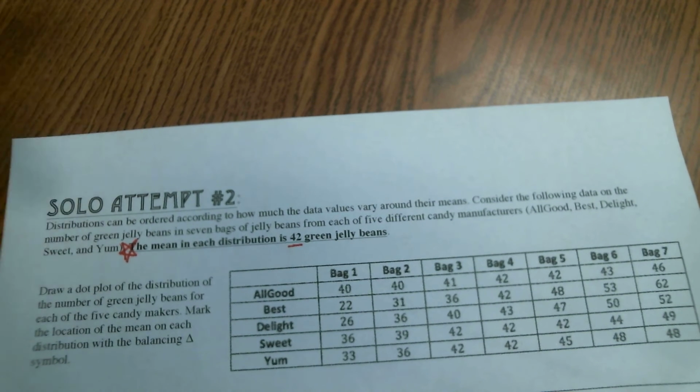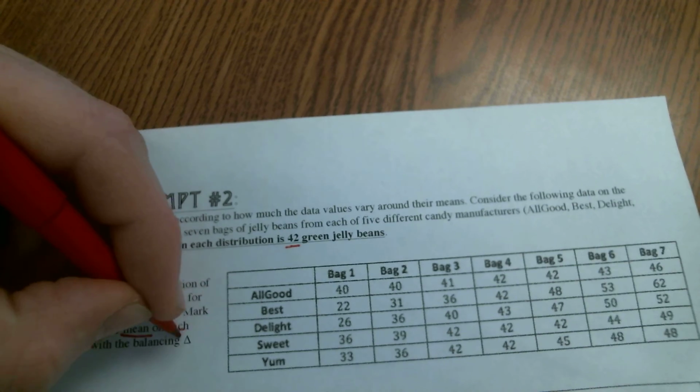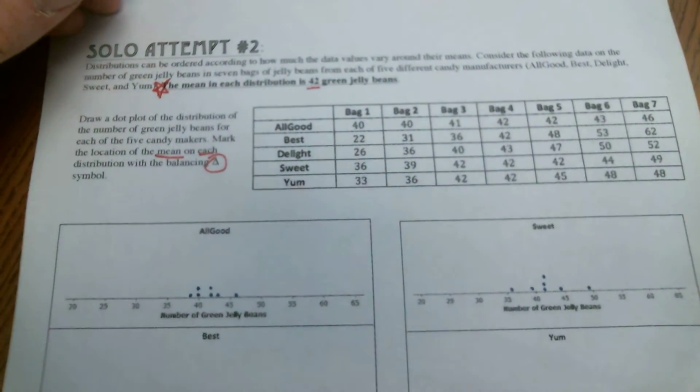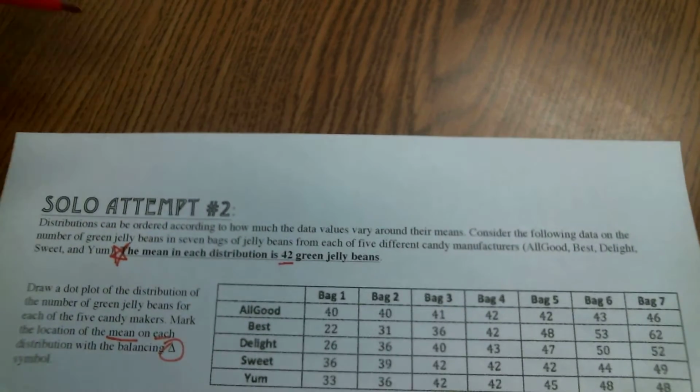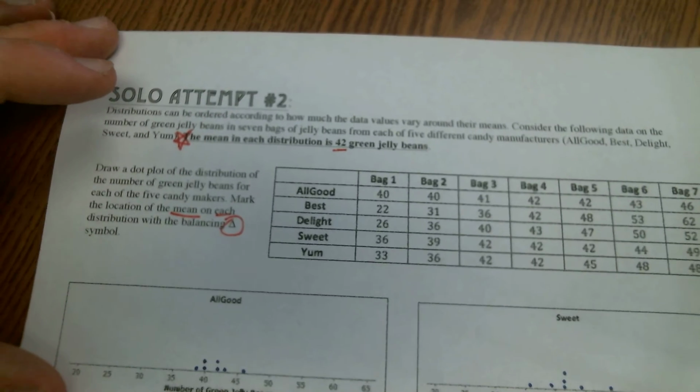And it wants us to mark the mean on each using this little triangle symbol. So I've already started by plotting mine. So if you haven't plotted yours, I would encourage you to do that. So try that on your own and then come back and make sure you've plotted all these points. So now let's go ahead and put the mean on each one.